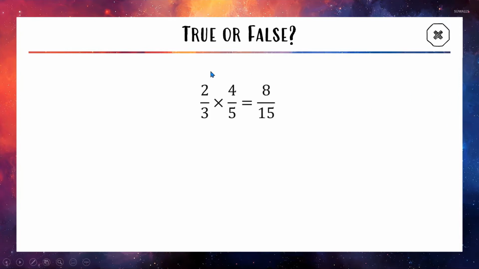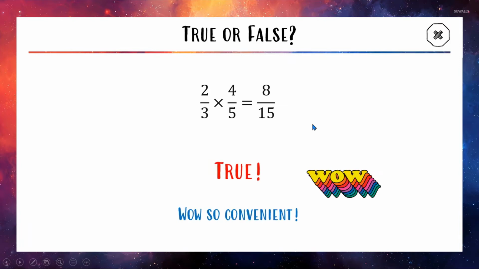Okay, so can we just do 2 times 4 is 8 and 3 times 5 is 15? It almost seems too good to be true, yeah? It's just so simple. Just multiply the tops, multiply the bottoms. But that is actually true. That's how we multiply fractions. It is actually that convenient. So for the first part of the lesson, we're going to look at multiplying fractions, and that's how we do it. It's nice and straightforward.